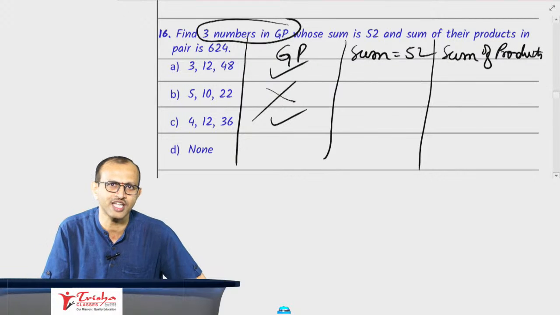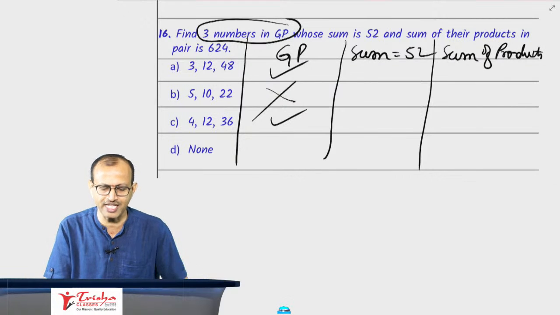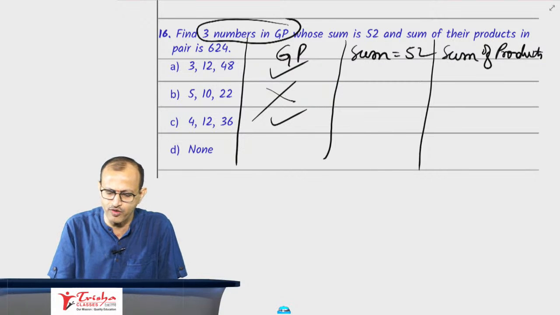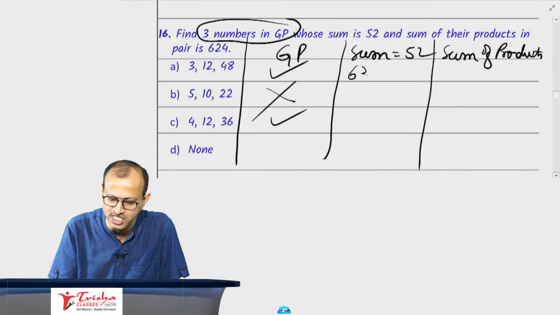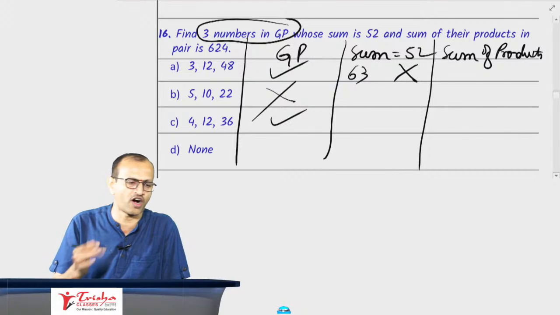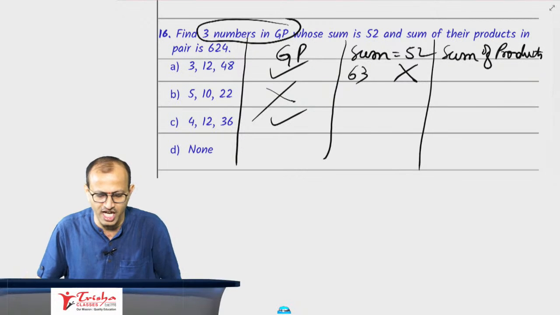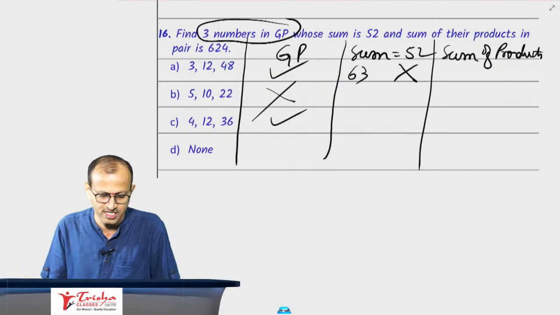Shall we go further? Sum is 52. Calculator. 3 plus 12, 15 plus 48. Is it 52 or 63? You get sum is equal to 63 here. Therefore, option A gone. Among A and C, A delete. There is only one left out. What is the answer? It is C.